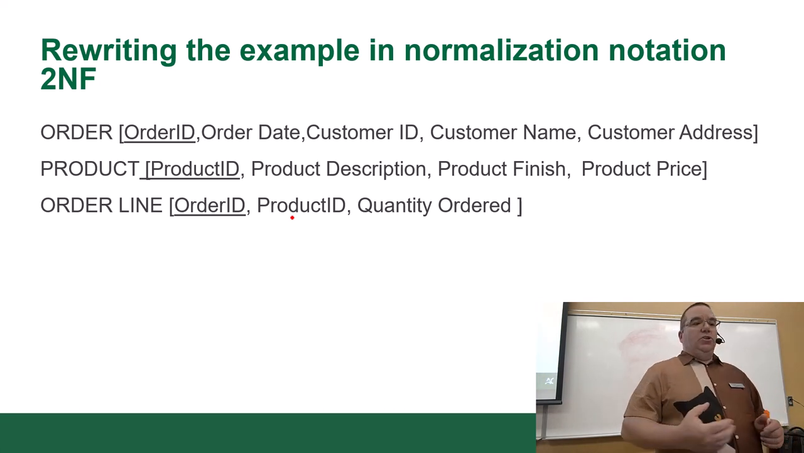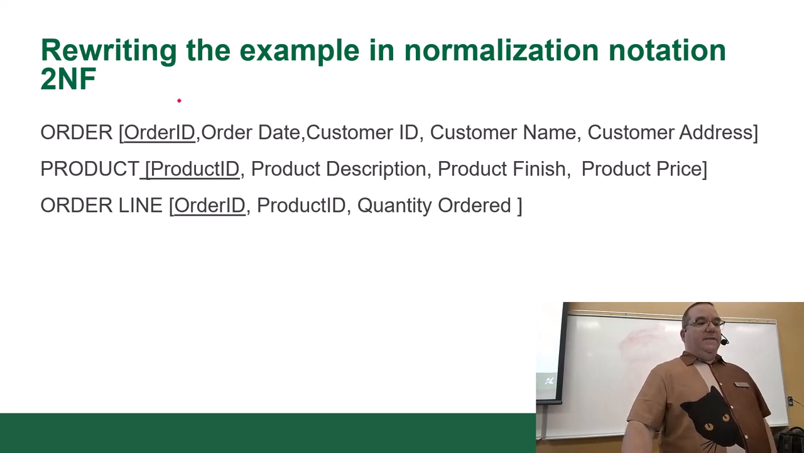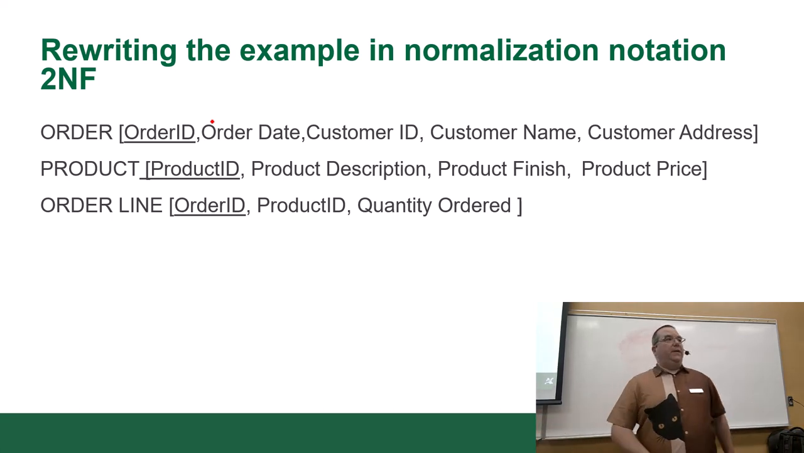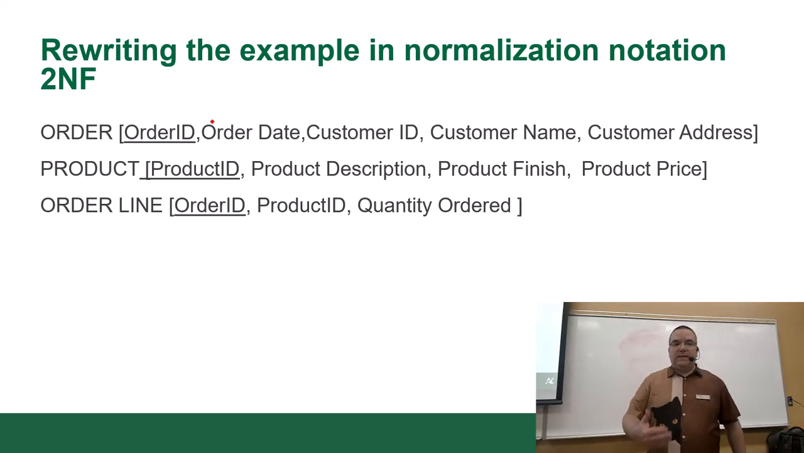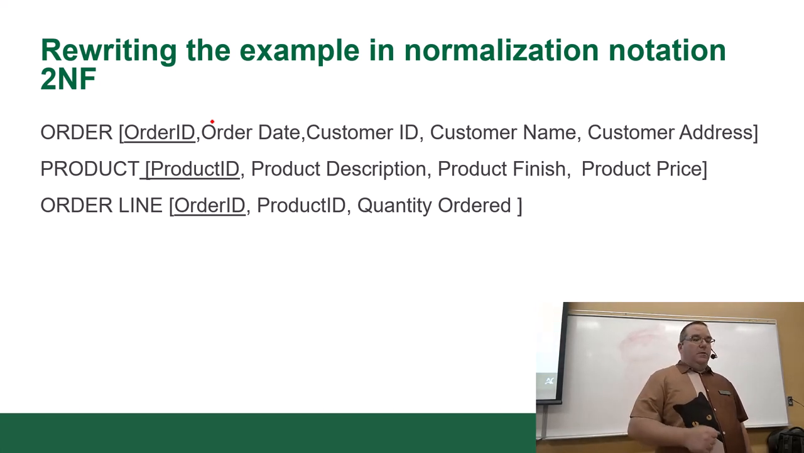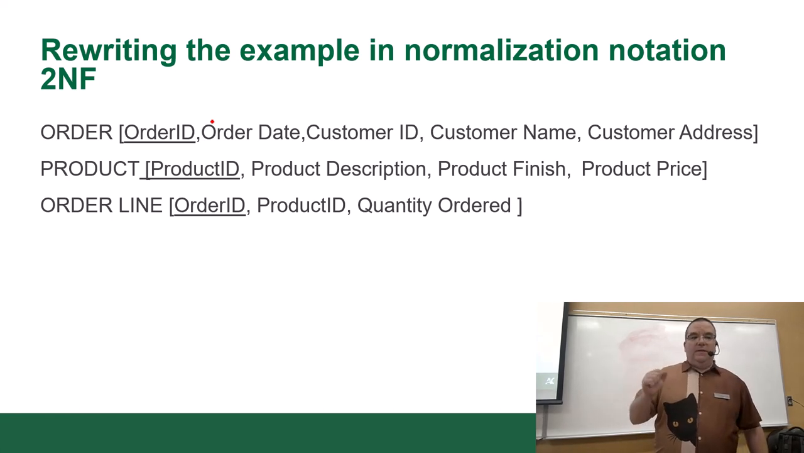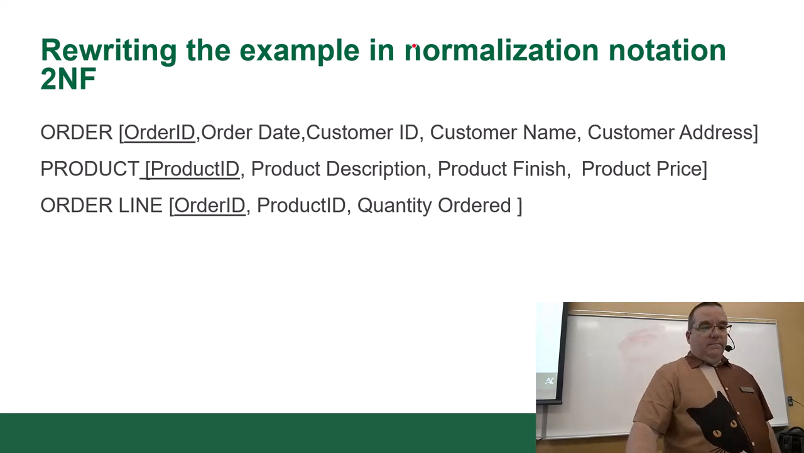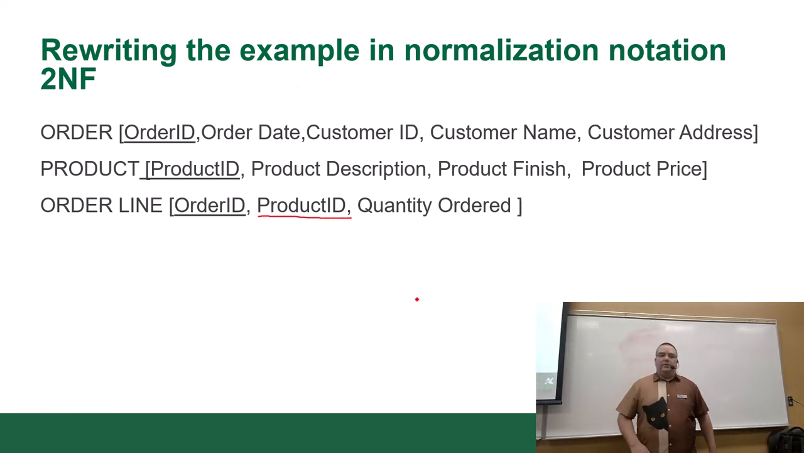So we've identified that the order date, customer ID, name, and address is determined by the order ID. Fantastic. So we create an order entity. We can create a product entity that has a product ID, the description, finish, and product price. Then we have an order line where the quantity ordered, and there's actually a typo on this slide. Man, I thought I'd gone through this properly. It's supposed to be an underline right there. The quantity ordered is determined by the product ID and the order ID.